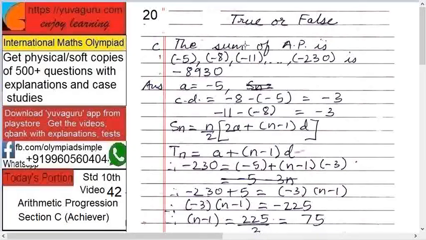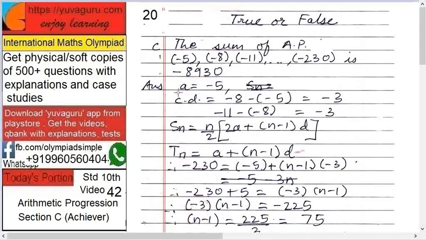Next, the sum of AP is minus 5, minus 8, minus 11, and so on, minus 230 is minus 8930. Here the question should be like this: the sum of the AP minus 5, minus 8, minus 11, and so on, minus 230 is minus 8930. Means these are the terms and the total is minus 8930.